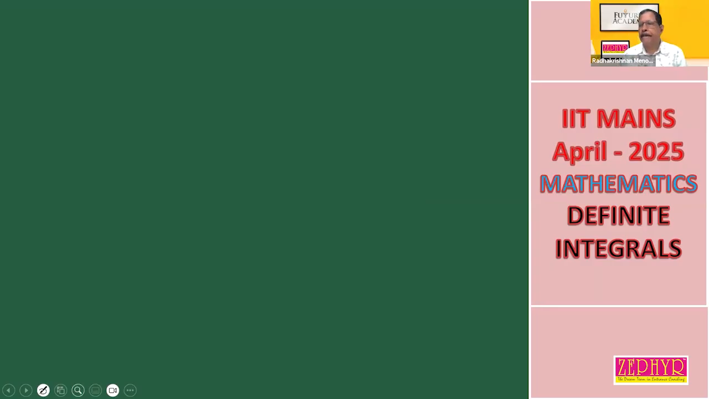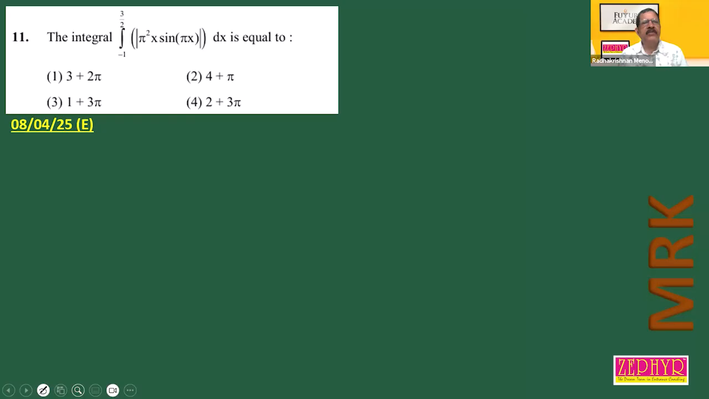Okay. The integral from -1 to 3 by 2 of modulus pi squared x sine pi x dx is equal to what? Integral -1 to 3 by 2 modulus pi squared x sine pi x dx.